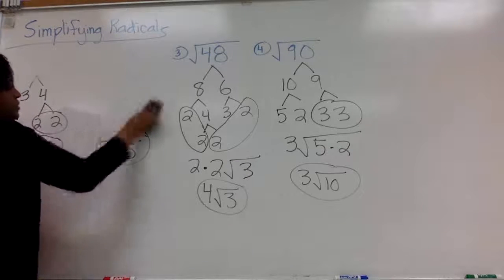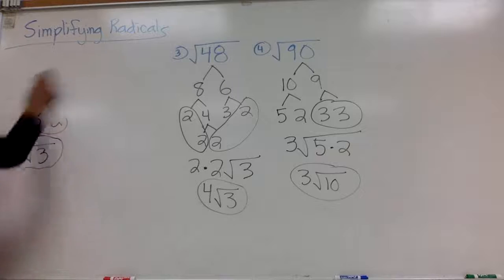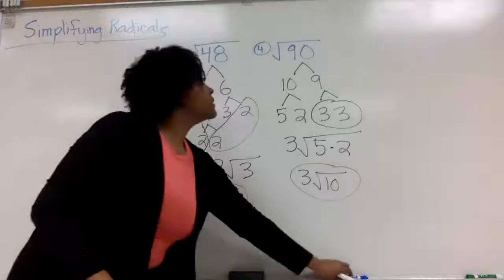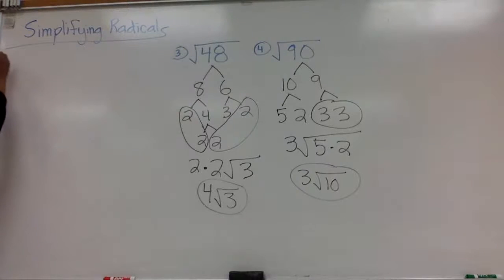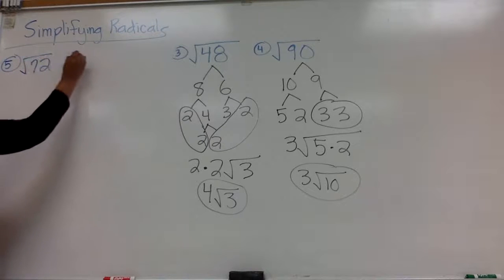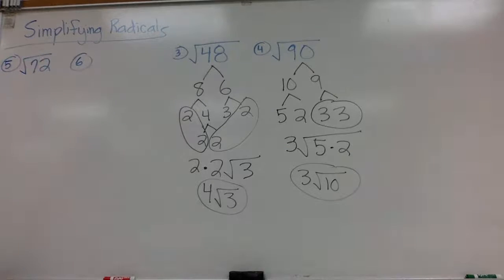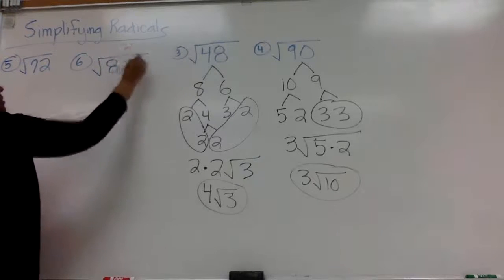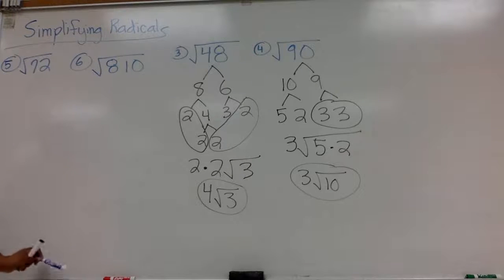All right, I wanted to do 2 more. So that's number 4. Number 5, I wanted to break down the square root of 72. And then number 6, I think I had a big number, 810. All right, so let's do 72.